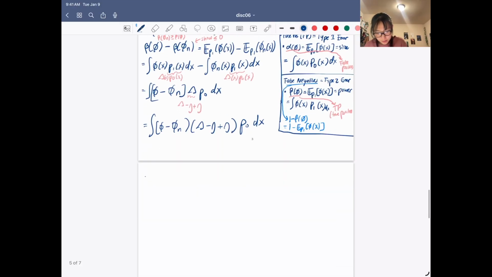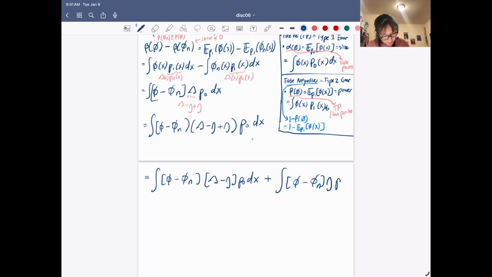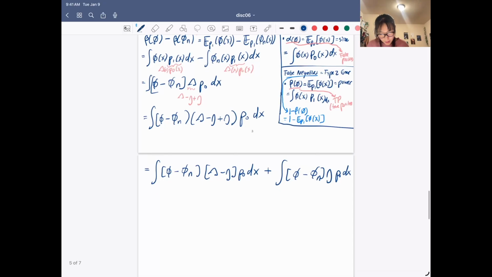And so this whole thing is equivalent to phi minus phi n times lambda minus eta, times p0 dx, plus, and then we still have this, but now the only thing we have is this eta left, and then p0 dx. And now what I'm going to do is this left part is going to stay the same.